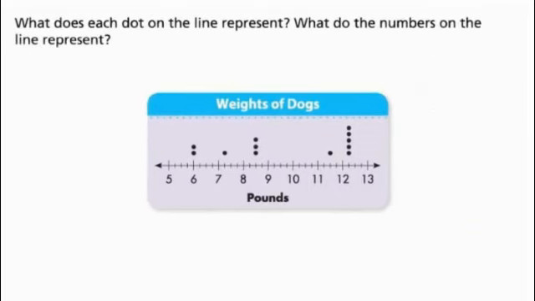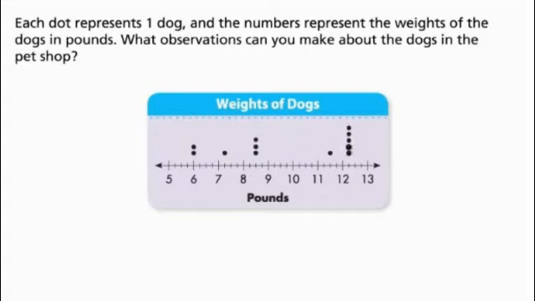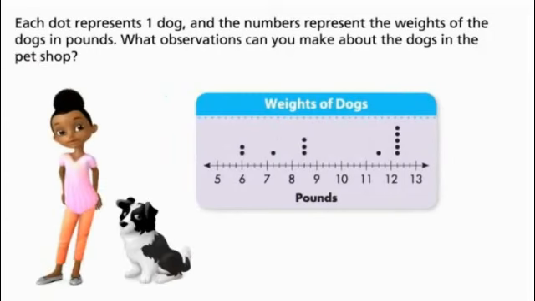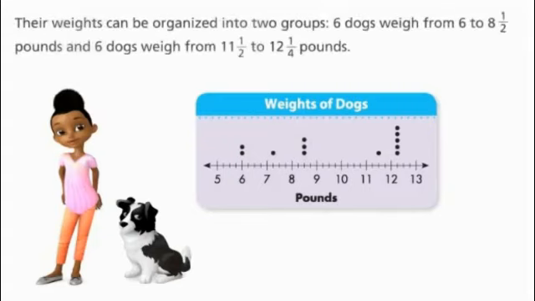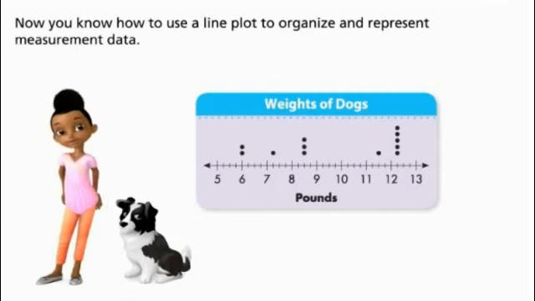What does each dot on the line represent? What do the numbers on the line represent? Each dot represents one dog, and the numbers represent the weights of the dogs in pounds. What observations can you make about the dogs in the pet shop? Their weights can be organized into two groups. 6 dogs weigh from 6 to 8½ pounds, and 6 dogs weigh from 11½ to 12¼ pounds. Now you know how to use a line plot to organize and represent measurement data.